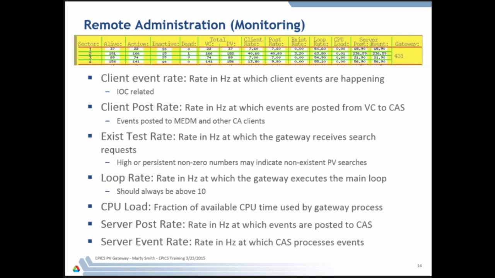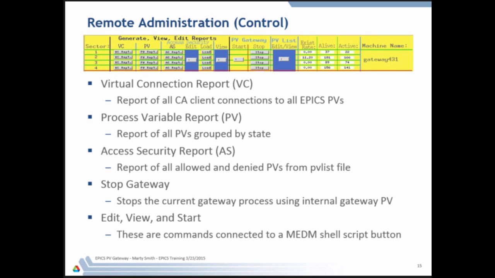event and post rates. The server post rate is the rate in hertz at which events are posted to the channel access server, that's the channel access server in the gateway. The server event rate is the rate in hertz at which the channel access server processes these events. Again, these numbers should be pretty close to each other. You should not see a large deviation between these two columns and these two columns here. So that's basically all I use for monitoring.